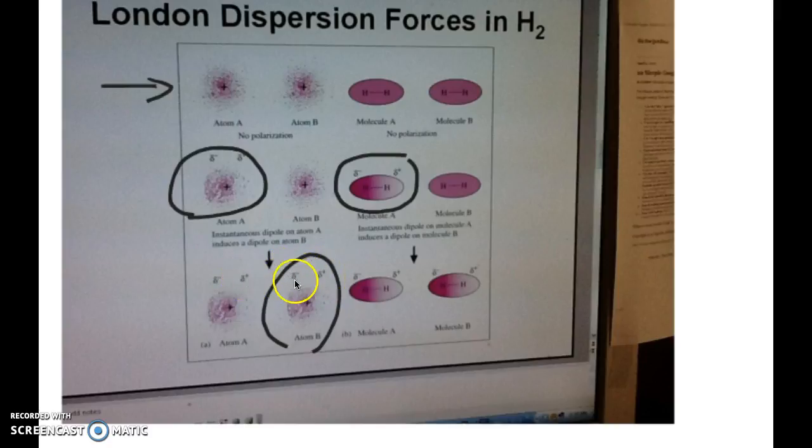As a result, now you have two dipoles. They're very weak, as you can imagine, because they're made by these temporary connections, but these two dipoles can then interact with each other. That interaction is what we call the London dispersion force interaction.